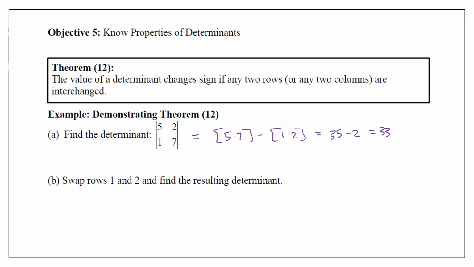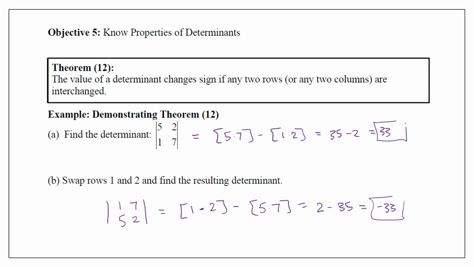Now for B, it's asking us to swap rows 1 and 2 and then find the determinant. So if we swap rows 1 and 2, we'll have 1 and 7, 5 and 2. So let's evaluate that. We have 1 times 2 minus 5 times 7, which equals 2 minus 35, which equals negative 33. Note that those values are opposites. So the value of the determinant changes sign if the two rows are interchanged.